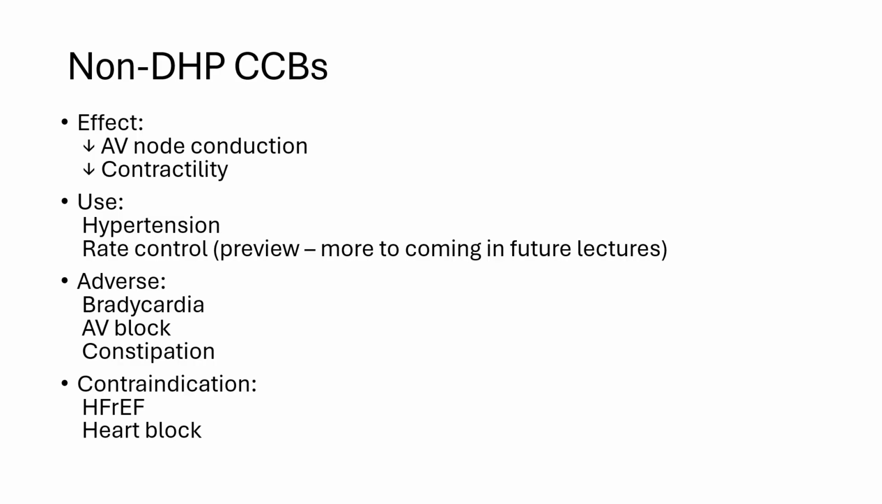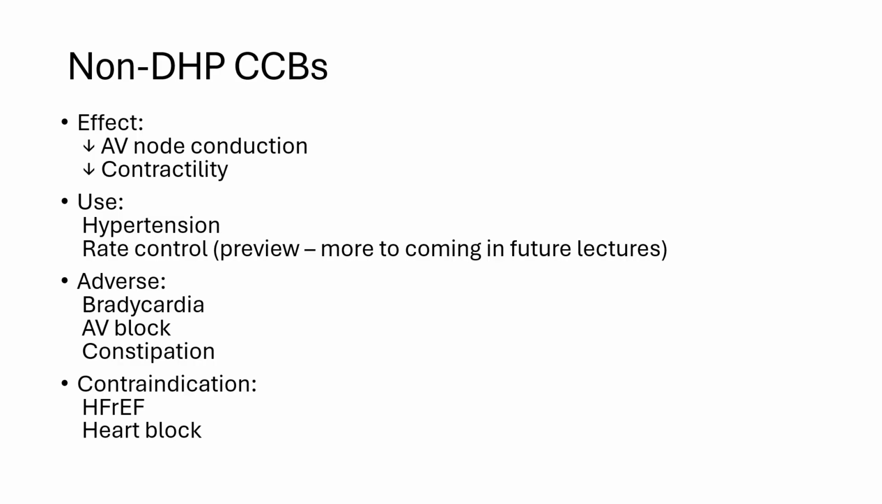They are used in hypertension, but they are particularly important in rate control, which we will revisit in the coming weeks when we discuss arrhythmias. The adverse effects are predictable based on the mechanism. Bradycardia occurs due to AV node suppression. AV block can occur in susceptible patients, and constipation is also particularly common with certain agents.